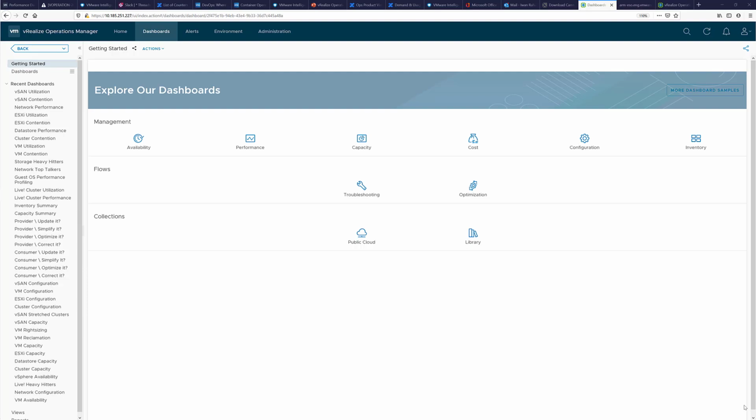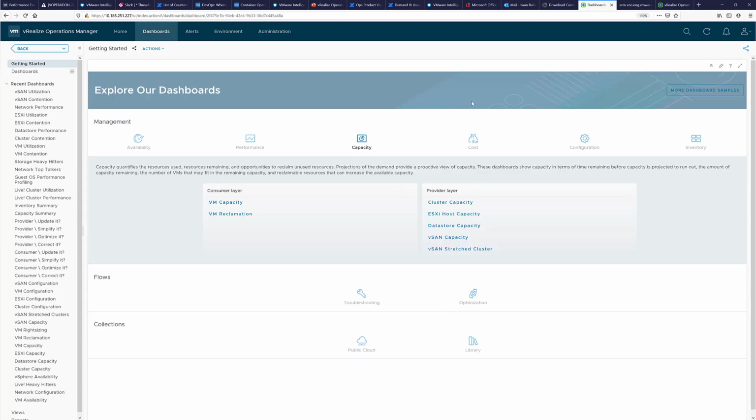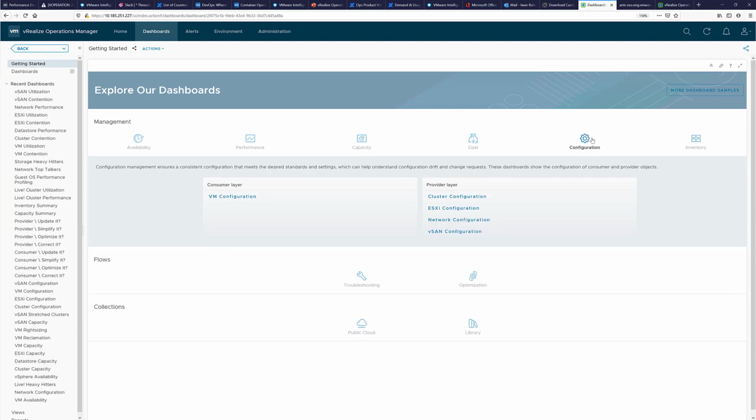The first thing you will notice is a brand new getting started. It has a lot more coverage. At the same time, it is easier to use. The first part is management, representing the area of management such as cost management, configuration management, or inventory management.